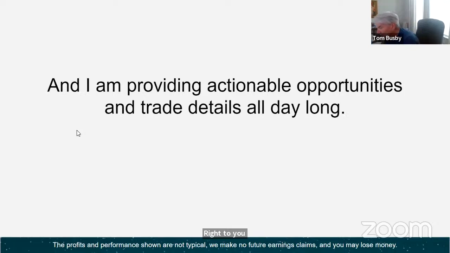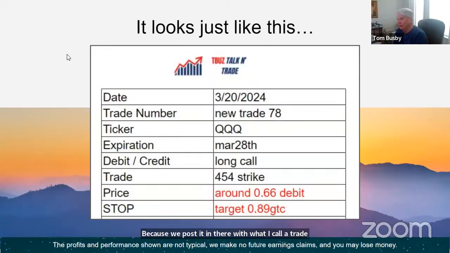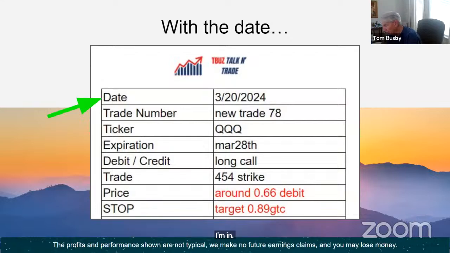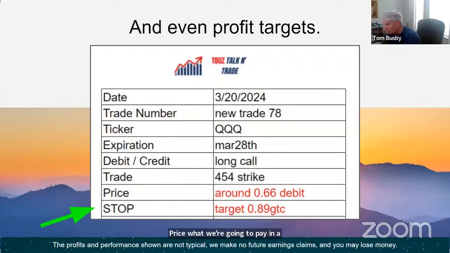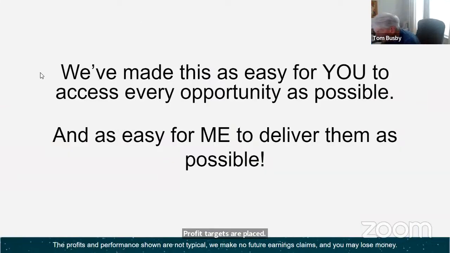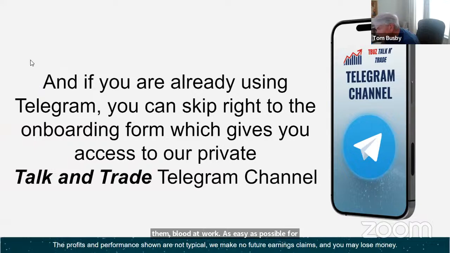Now, actual opportunities, if you like trades that are set up based on odds, not to overload you. You don't have to take every one of them, but they're easy to find in our channel because we post them in there with what I call a trade tab. And this is what it looks like. You've got the date the trade was entered, and the ticker I'm using. Isn't this simple? I made this myself for everybody. What are we doing here? A long call, the price we're going to pay, and a stop. Profit targets are placed, and you set good to cancel and let it work. As easy as possible for anybody to follow along with on a daily basis. It's direct in there.